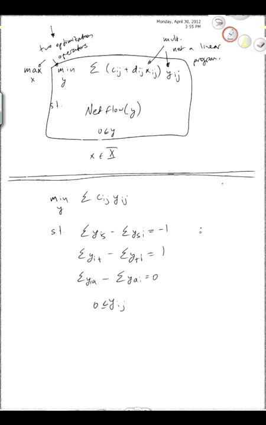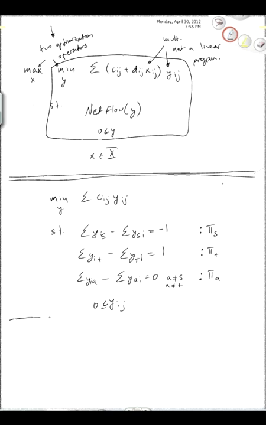So let's introduce some dual variables. There's going to be one dual variable for each constraint. We're going to have a dual variable associated with this constraint that we'll call pi_s, with this constraint that we'll call pi_t, and with all of these other constraints, we're going to have a pi_a. These constraints, remember, are for all nodes not equal to s and not equal to t.